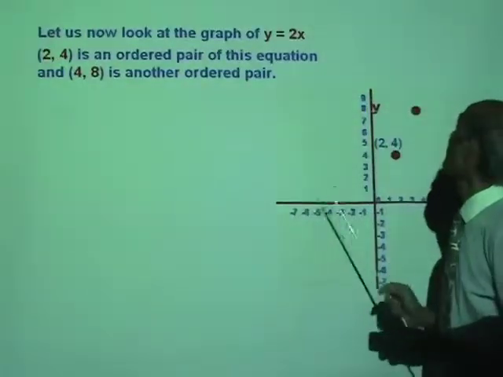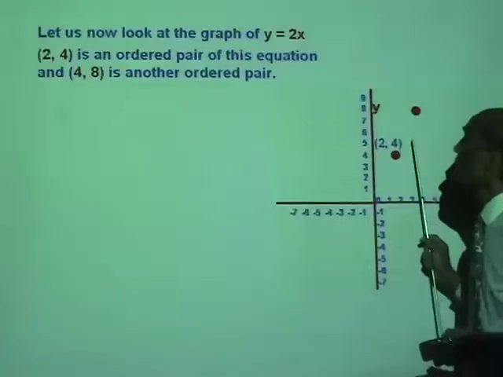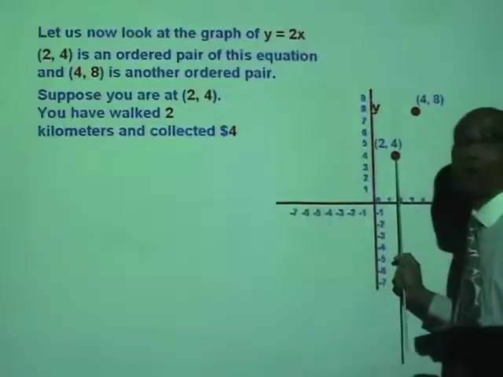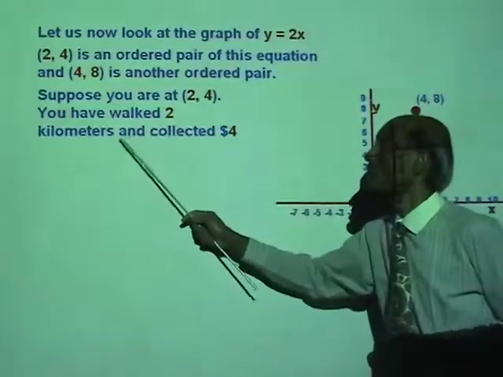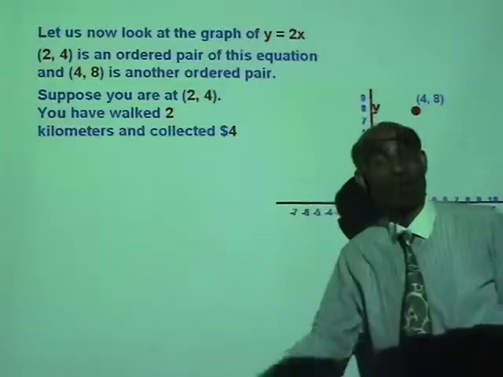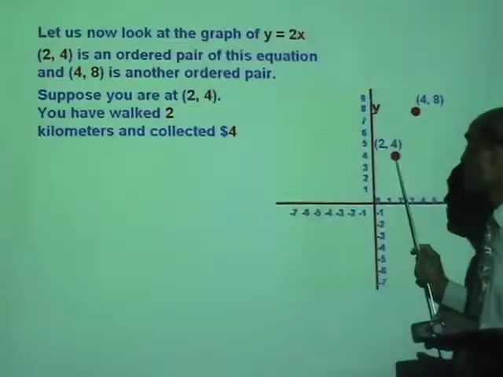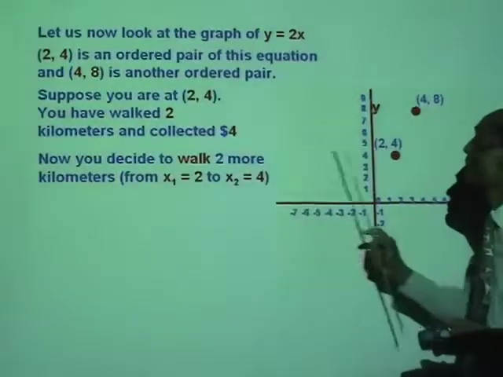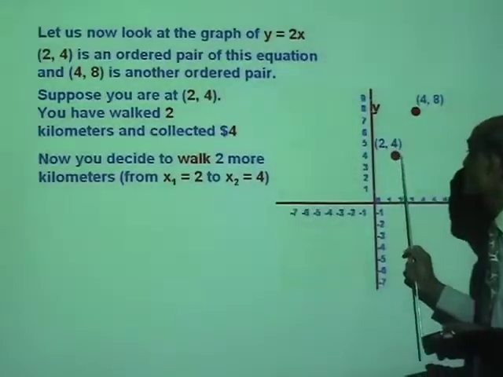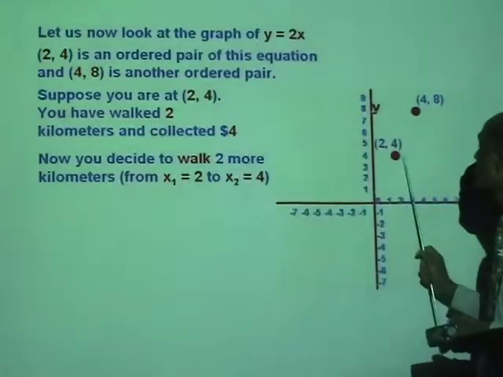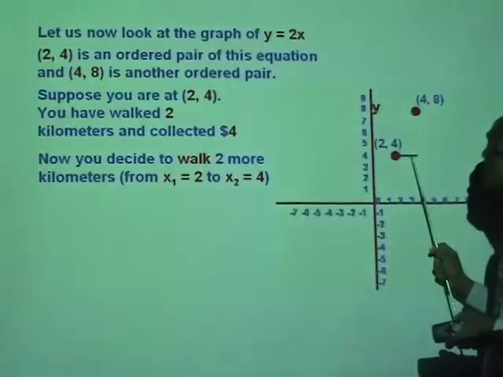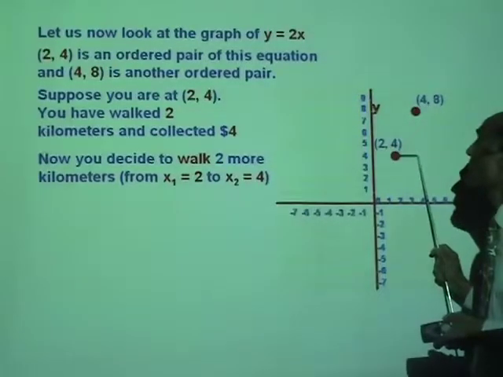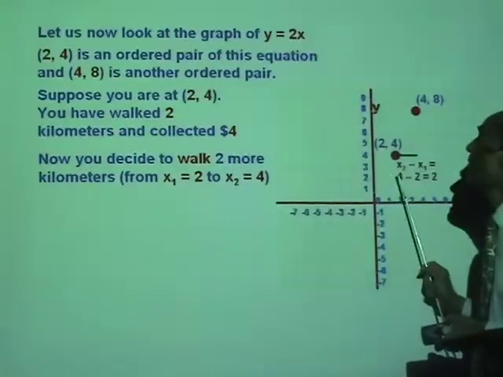Alright, there you are. And now, what does this mean? You decide now to walk. So suppose you are at 2, 4. It means you have walked 2 kilometers and collected $4. Alright, so you are now standing here. What do you want to do? You decide to walk 2 more kilometers. So from x equal to 2, you are now going to go to x equal to 4. You want to walk 2 more kilometers. What will happen to the amount of money? The amount of money will rise.